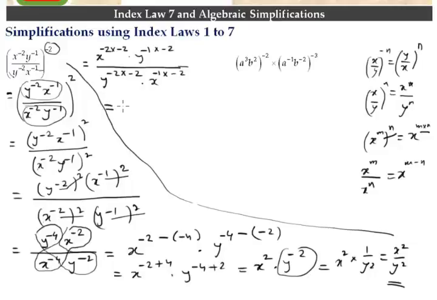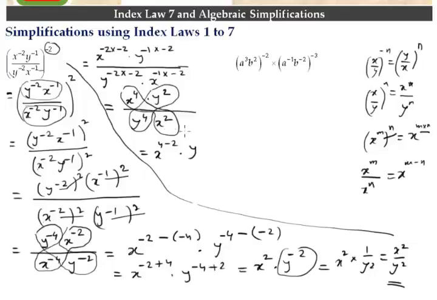Then we are getting x to the power -2 times -2 is x to the power 4, y to the power -1 times -2 is y to the power 2, here -2 times -2 is y to the power 4, and x to the power -1 times -2 is x to the power 2. Now if we take x to the power 4 and x to the power 2, we will get x to the power 4 - 2, and here y to the power 2, y to the power 4. If we take these two, they have the same base. So if we use this division formula, numerator power is 2, denominator power is 4. So we are getting x 4 - 2 is square, y 2 - 4 is y to the power -2.